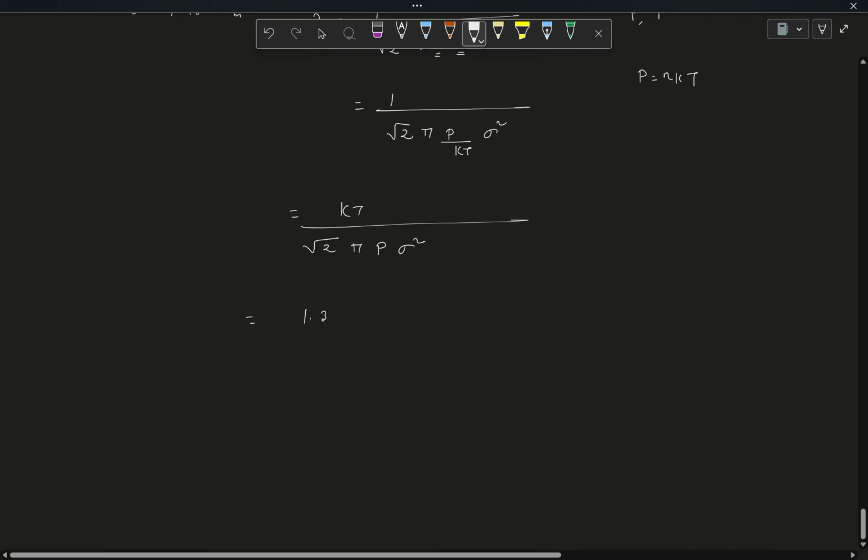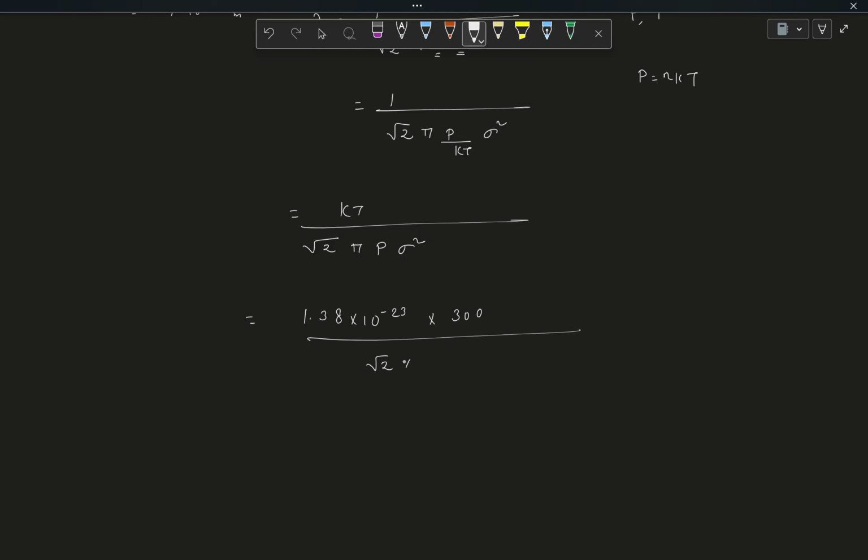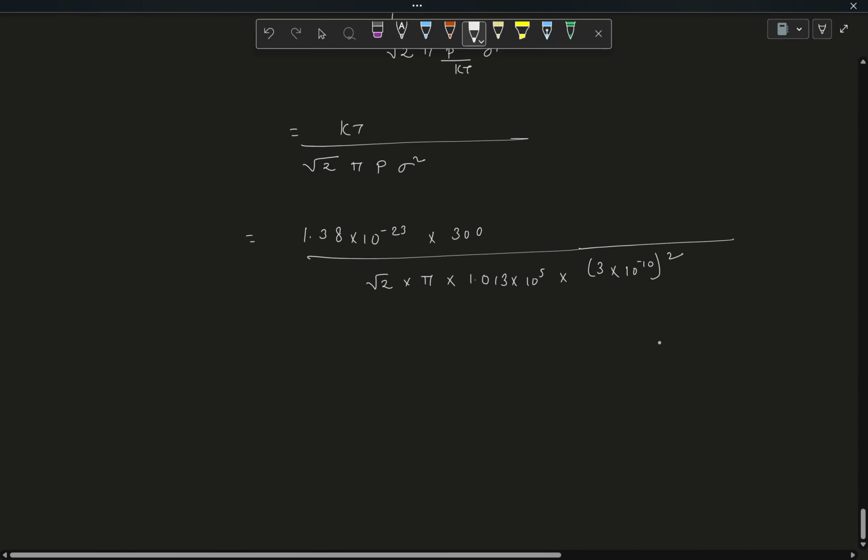So you have to now put all the values. K is 1.38 into 10 to the power of minus 23 into T, which is 27 degrees centigrade, meaning 300 Kelvin, divided by root 2 into pi into pressure, which is 1.013 into 10 to the power of 5 Pascal, then sigma squared, which is 3 into 10 to the power of minus 10 whole squared. If you calculate this value, you will get 1.02 into 10 to the power of minus 7 meter. This is your value of mean free path.